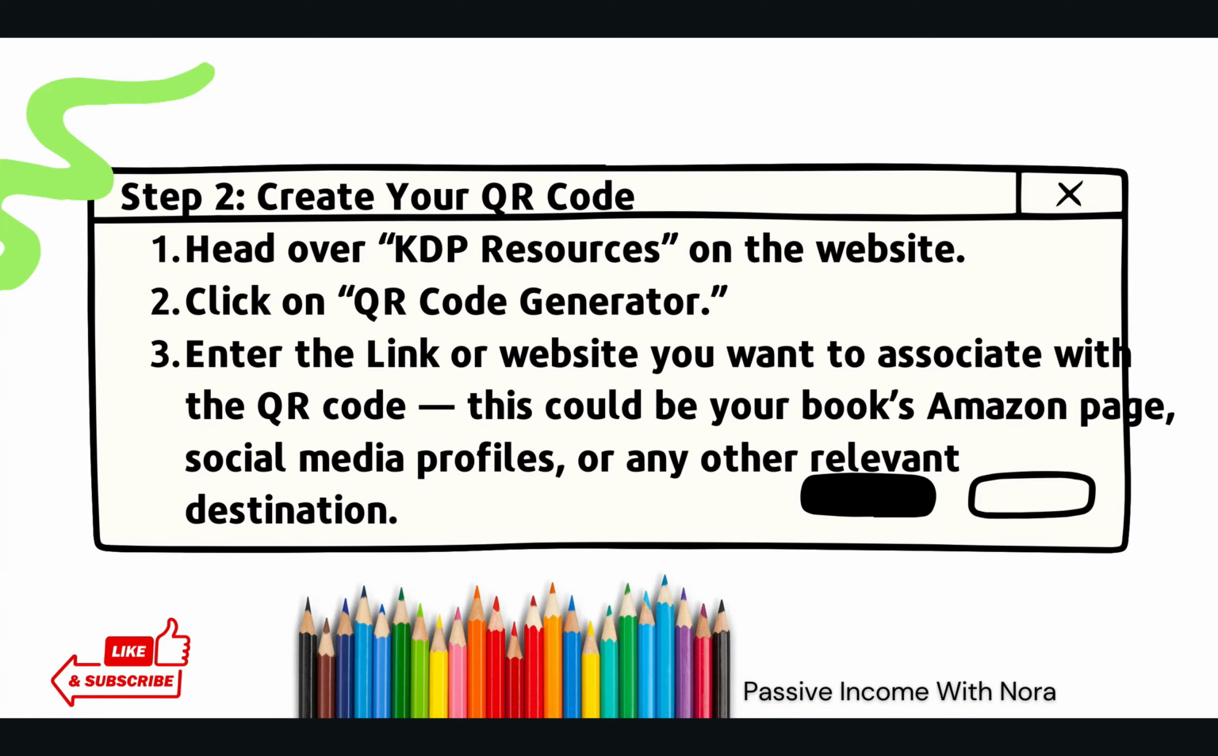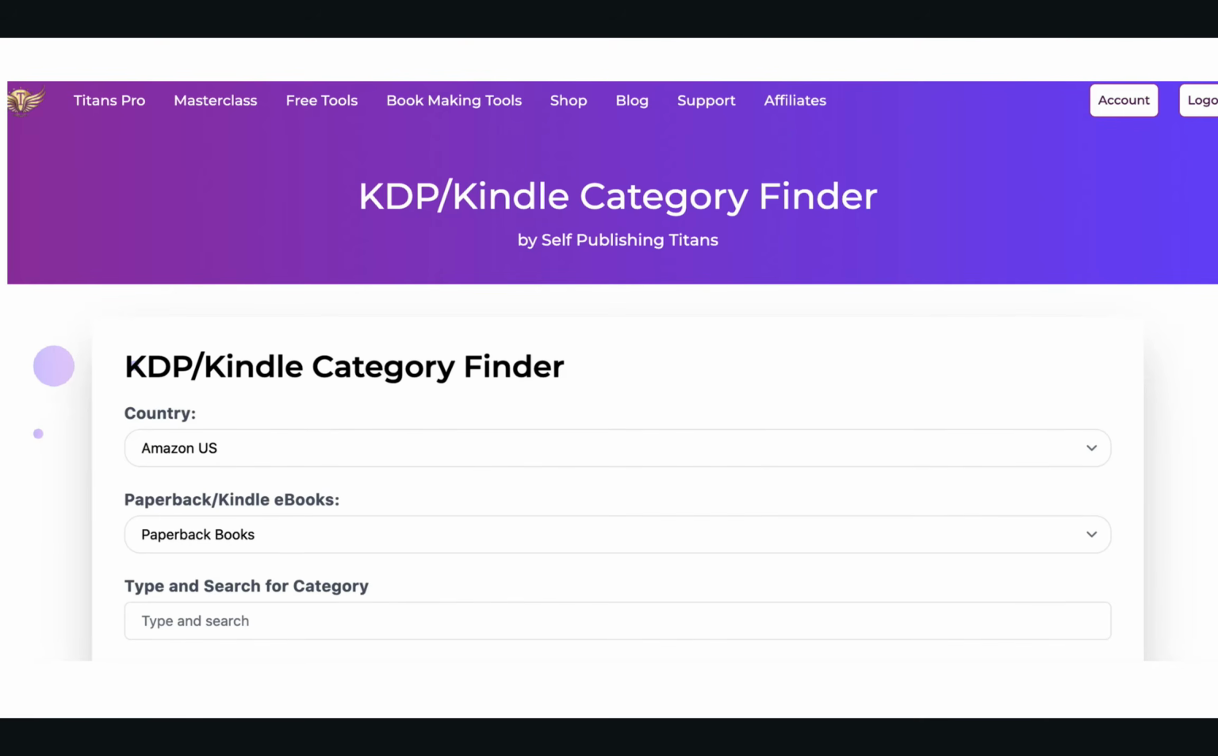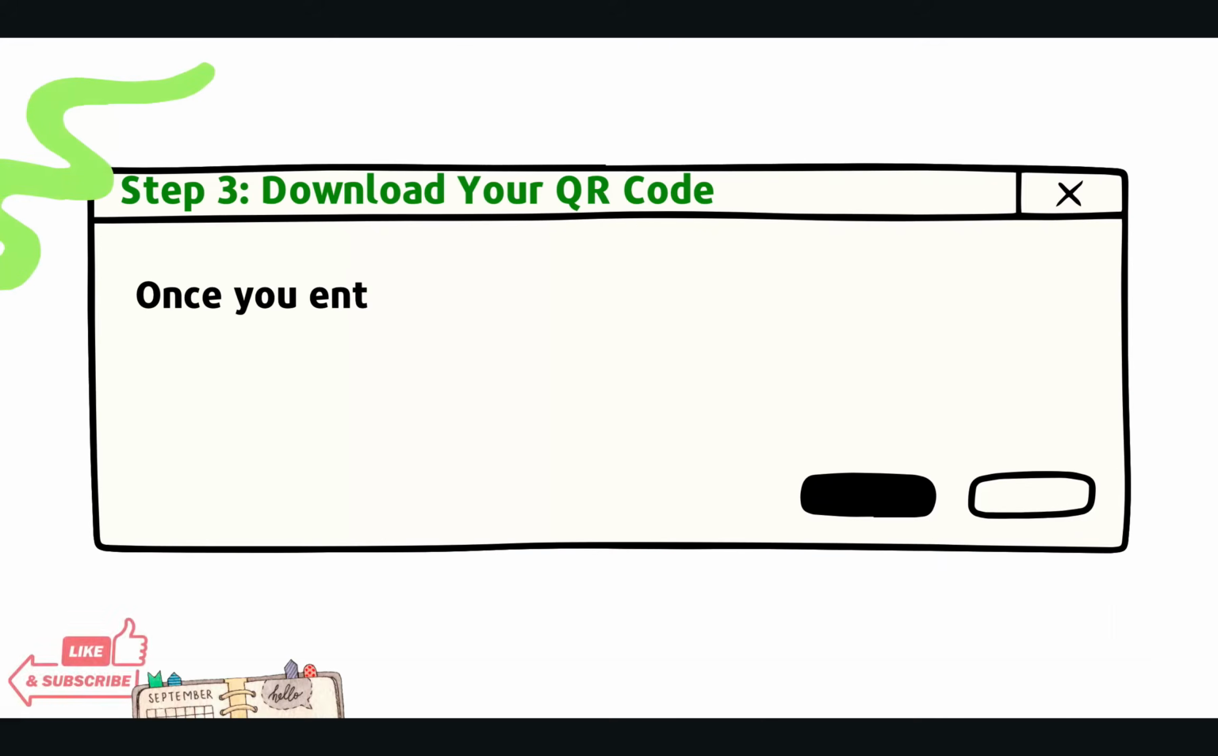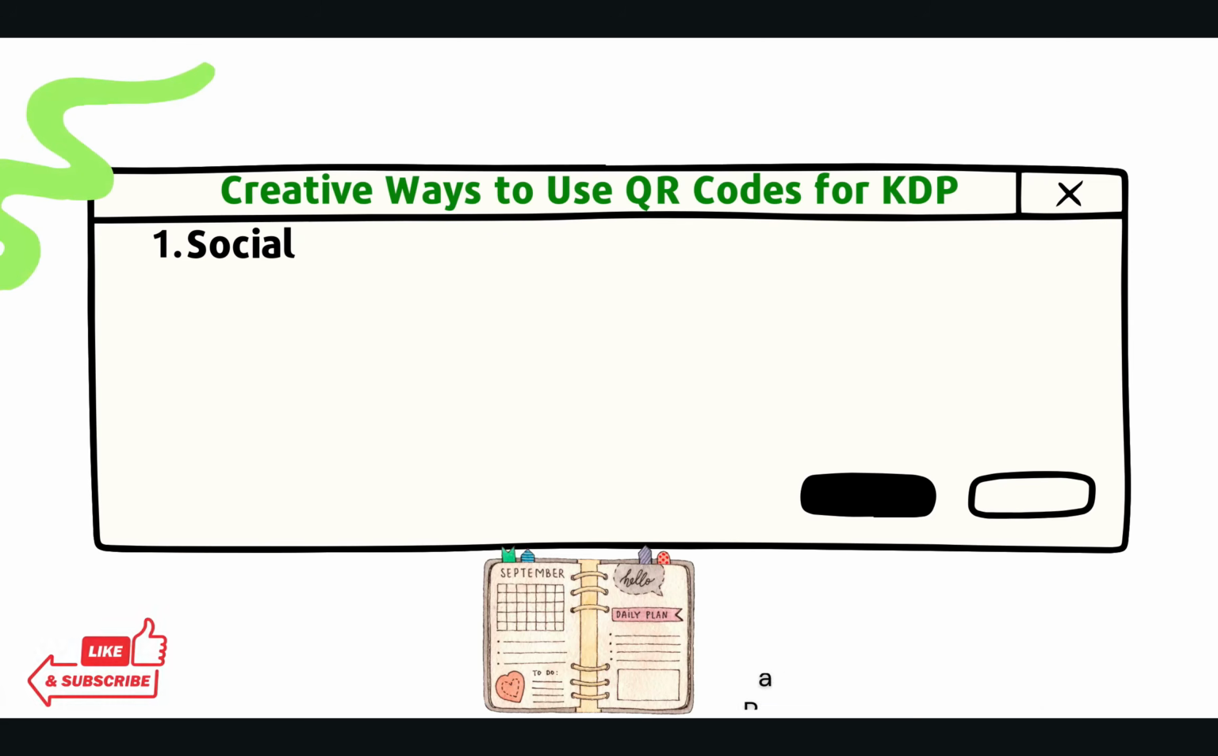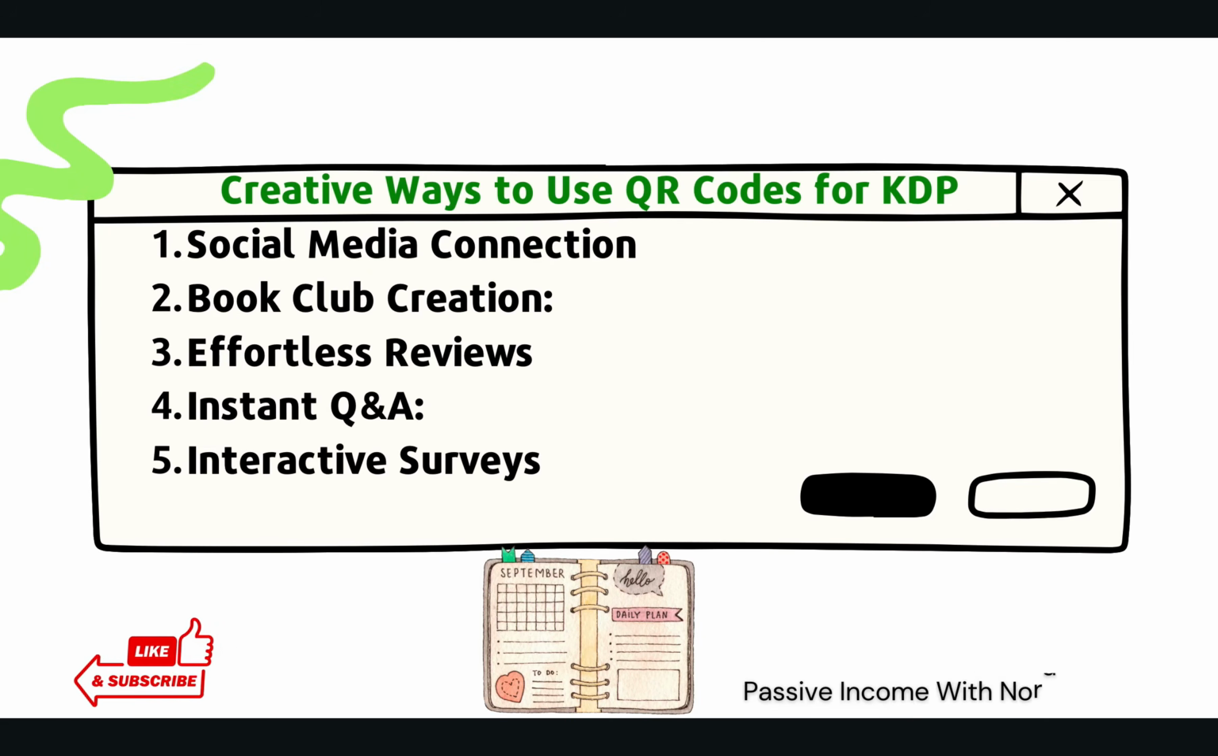Once you enter the desired link, the generator will then craft a unique QR code just for that link. I want you to go ahead and click on the download QR code to save your creation. Now we're also going to talk about 11 creative ways on how you can use QR codes for Amazon KDP. Starting off with social media connection.